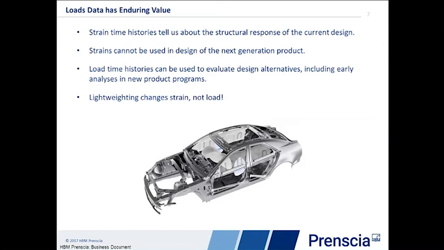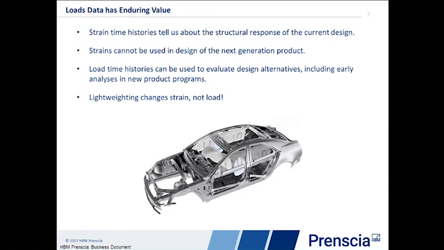When we have a component and we measure strains, the strain histories we recover have basically a fairly short shelf life because they only belong to that one part. They tell me about that part's structural response. That means I really can't use those strain histories downstream on the next design because the part basically, as it changes, this response and hence the strains will change.